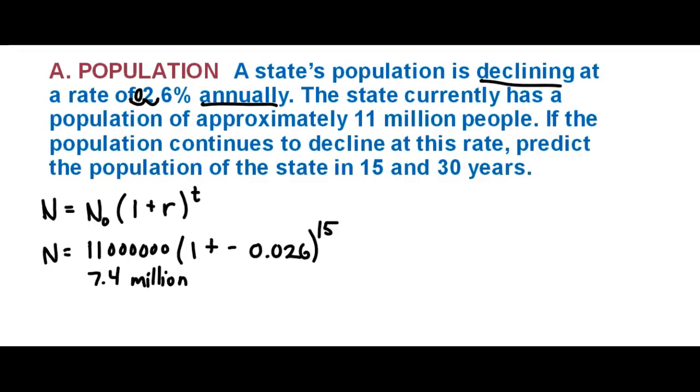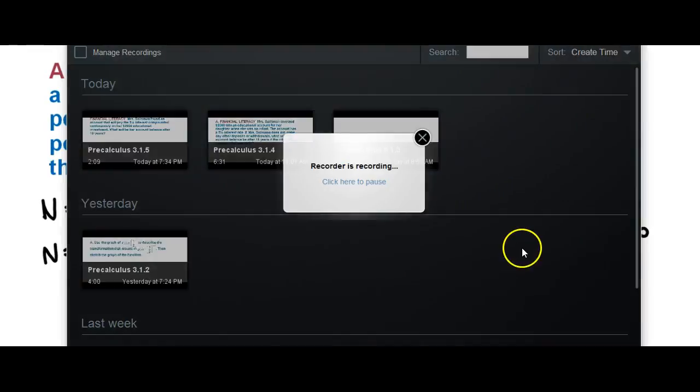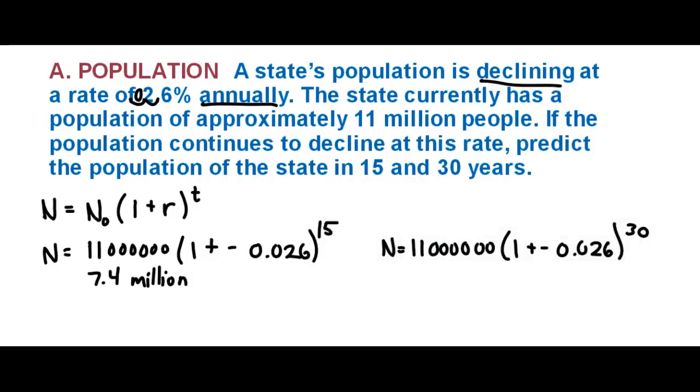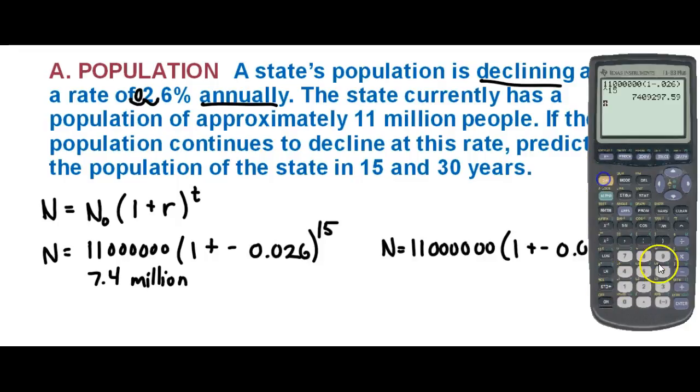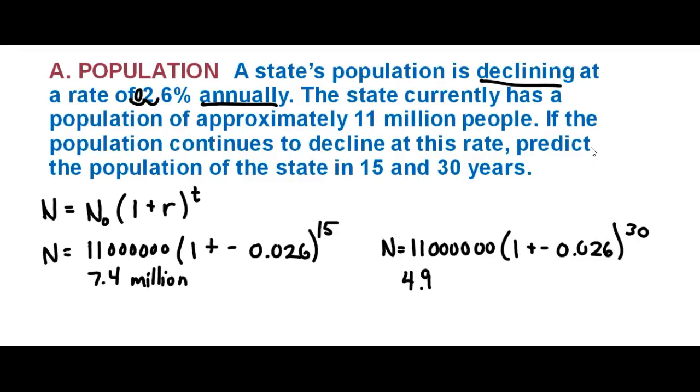Now let's try 30 years. So we'll put that in: 11 million times 1 plus negative 0.026 to the 30th power. Let's see what that population looks like after 30 years. So let's just use second entry, bring the same thing down and change this 15 to 30. And I get, it looks like, 4.99 million after 30 years.